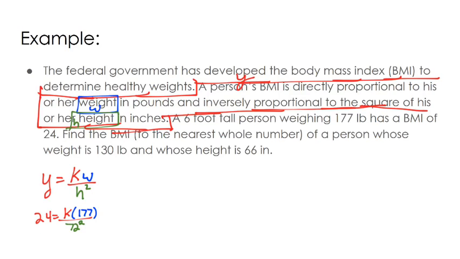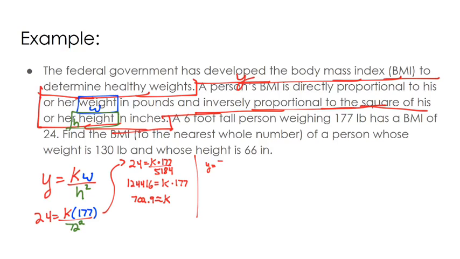Now what we need to do is solve for k. So 72 squared, I'm going to come up here where we have a little more room. We have 24 equals k times 177 divided by 5184. If I multiply 5184 on both sides of my equation, I'm getting 124,416 equals k times 177, and then I'm going to divide by 177 on each side. I'm getting kind of a gross k value, so I'm just going to round it, 702.9.